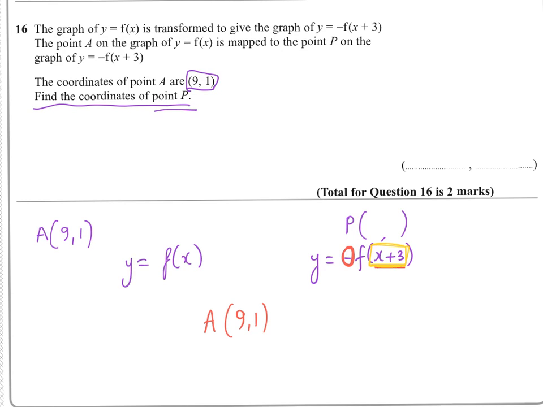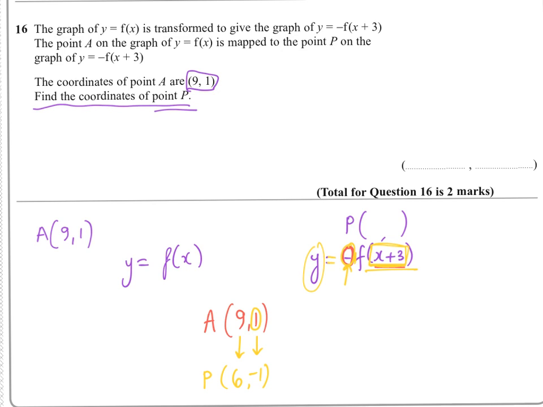Now this is a translation of 3 units parallel to the x-axis, but which direction is it? Well, it's to the left. So we take our x value here, and all we do is we decrease it by 3. So that's now worth 6. We then look at this number here, and that's negative 1. And what that means is y is now minus what it was before. So we look at the y coordinate now, and all we do is we make that negative 1.